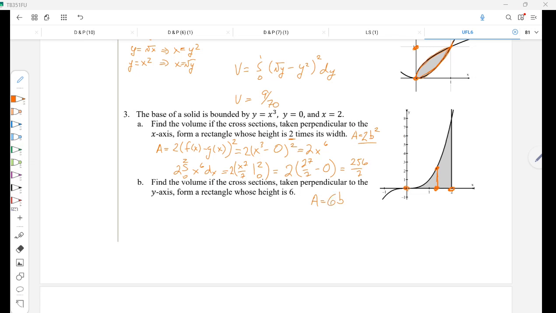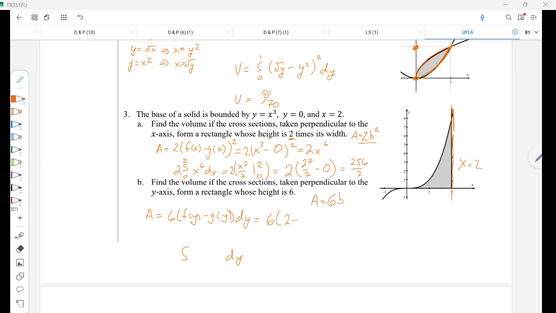Oop, I erased the wrong thing. So perpendicular to the y-axis, I need to do dy. So I'm going to put that down here. My area is 6 times f of y minus g of y, dy. As I'm looking from left to right, what's my upper function? Which one's further to the right? Yeah, x equals 2. That upper function is the horizontal line, x equals 2. So our area is 6 times 2 minus, what's our lower function?